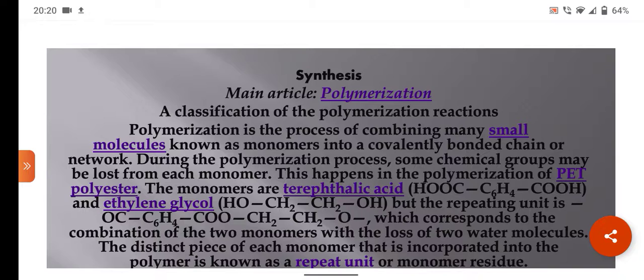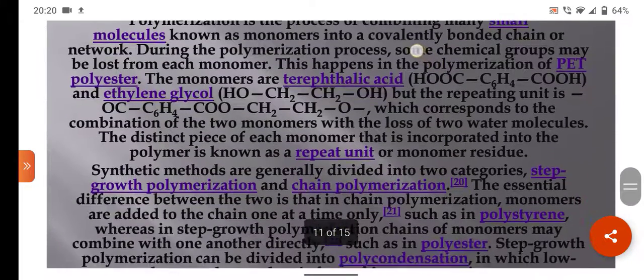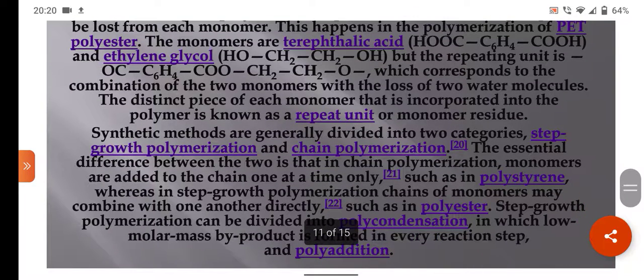CO C6H4 CO O CH2 CH2 O, which corresponds to the combination of two monomers with the loss of two water molecules. The distinct piece of each monomer that is incorporated into the polymer is known as repeat unit or monomer residue.